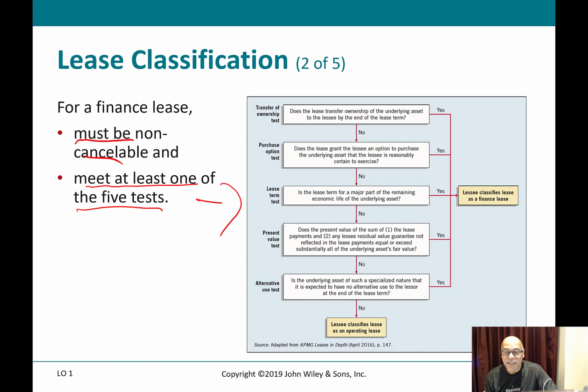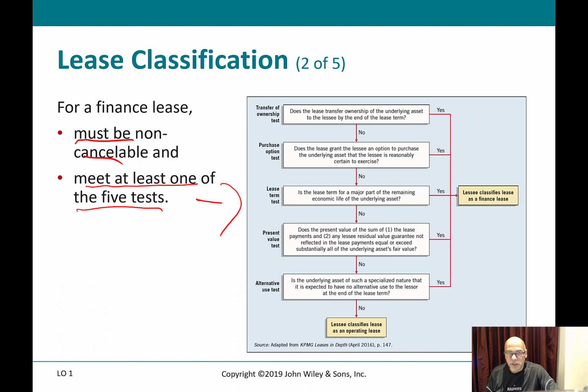If there's something that says that at the end of the lease, the ownership transfers over to the lessee. The lessee is the person renting the equipment, essentially. The lessor is the one selling the equipment, if you will, or leasing that equipment out to the lessee.